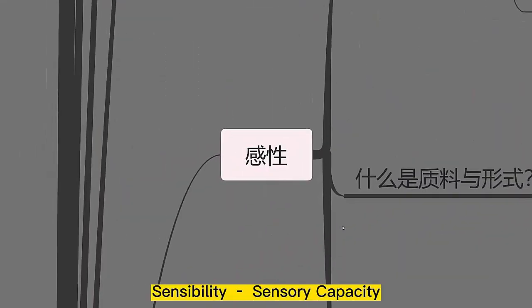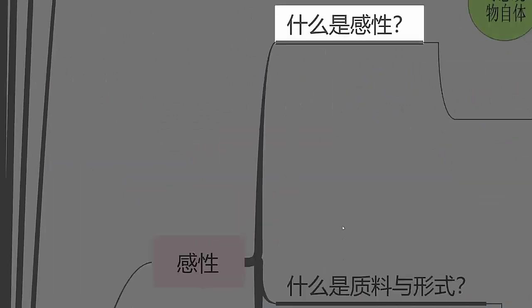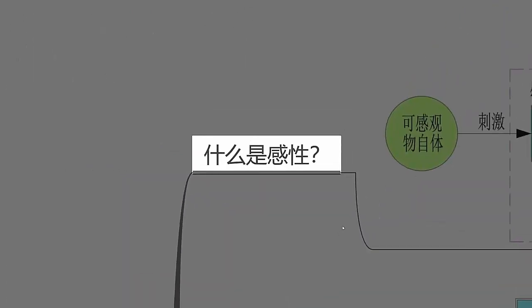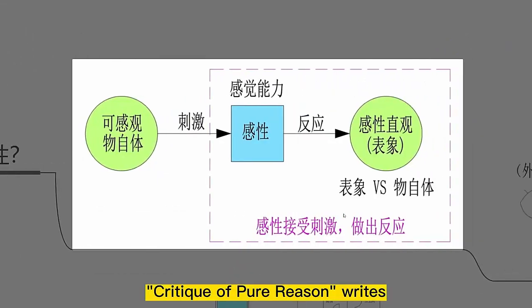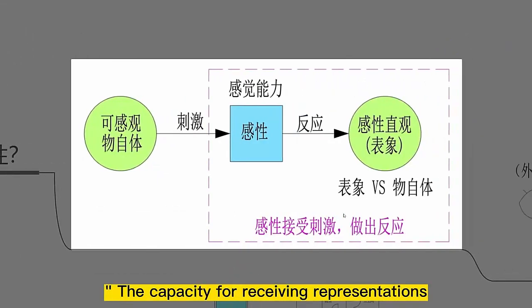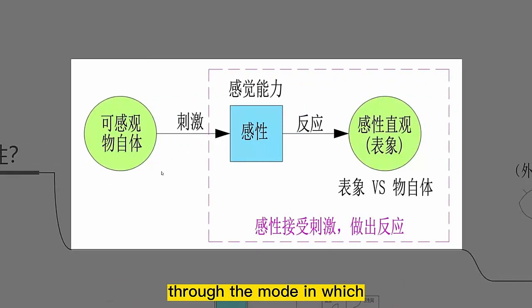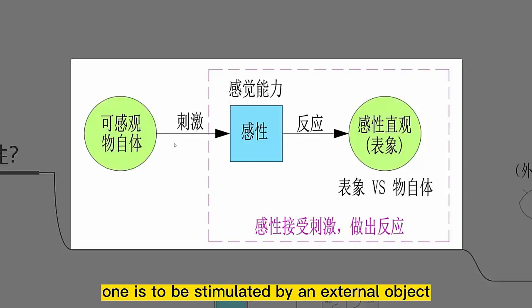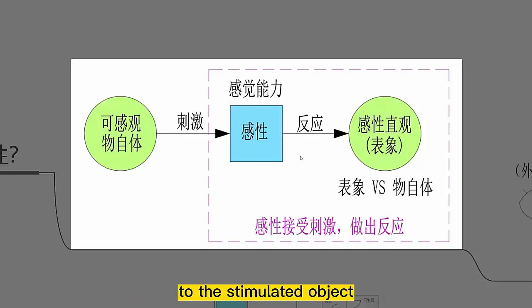Chapter 7: Sensibility, Sensory Capacity. What is sensibility? Critique of Pure Reason writes, the capacity for receiving representations through the mode in which we are affected by objects is called sensibility. Sensibility produces appearances, which requires two conditions: one is to be stimulated by an external object, and the other is to respond appropriately to the stimulated object.